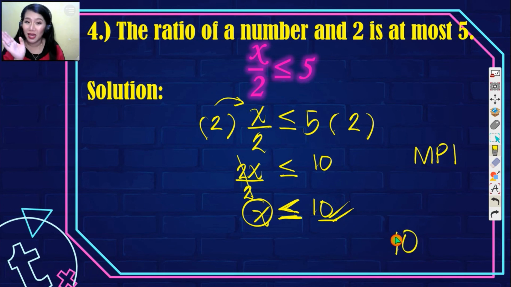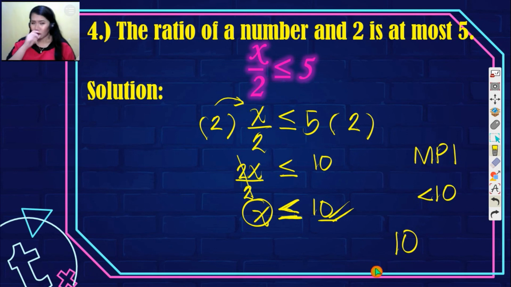Kasi 10 na nga yung pinakamataas, kaiba siya sa is less than 10. Ang is less than 10 kasi, ibig sabihin, 9, hindi mo pwedeng isama si 10. Ang hinihingi ay 9 lang, pababa. Pero ito, dahil is at most 10, sagad na yung 10, kasama si 10.